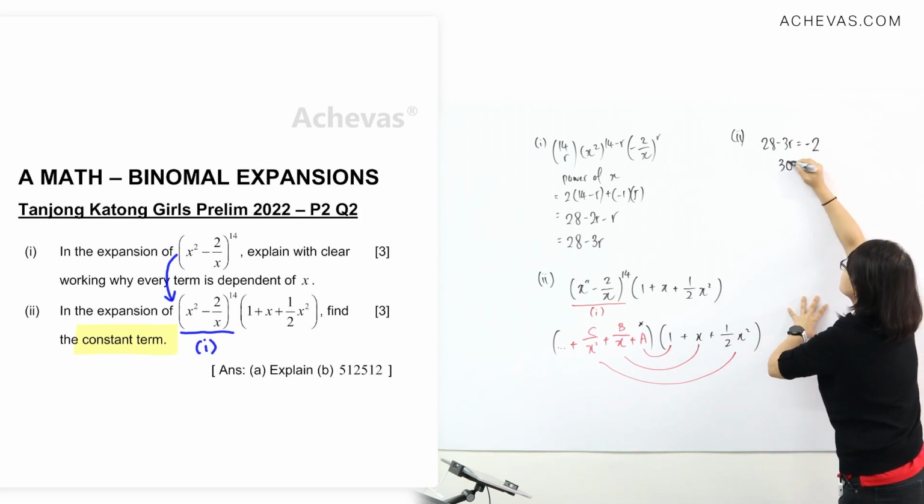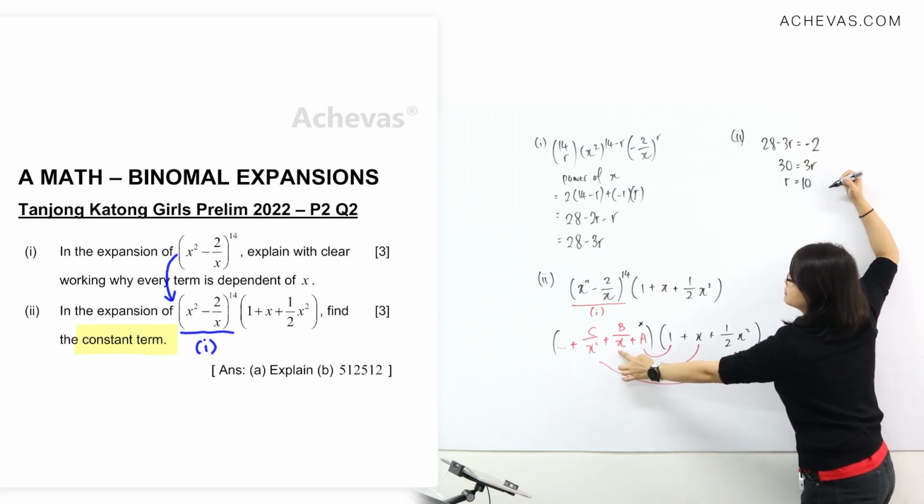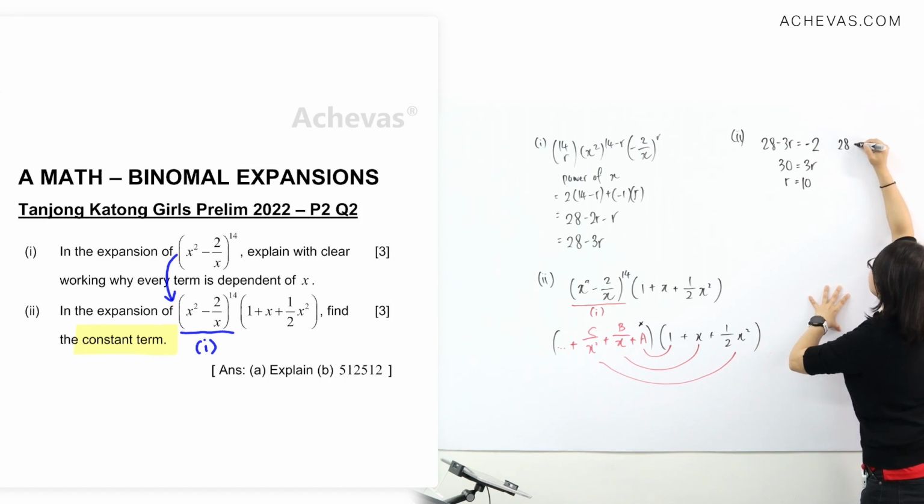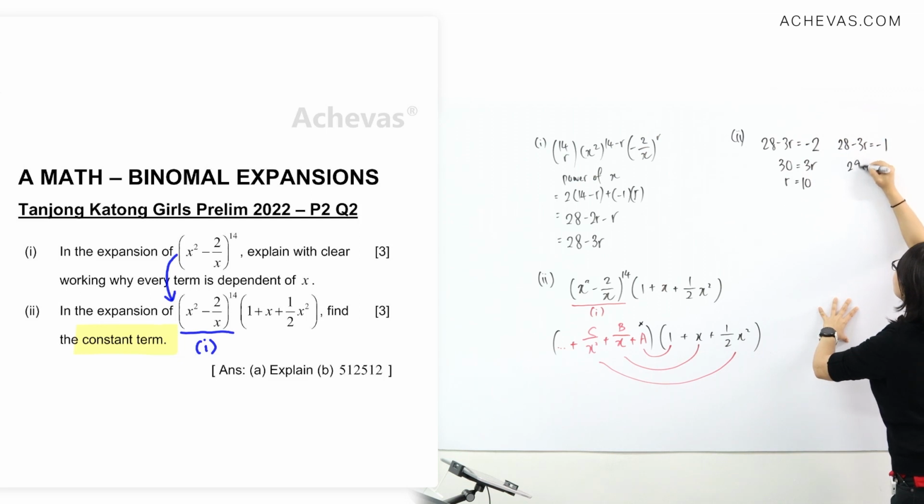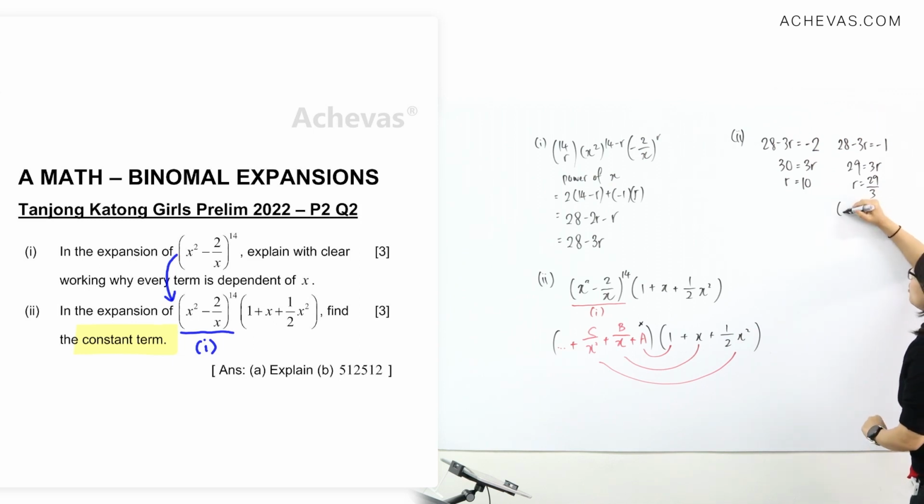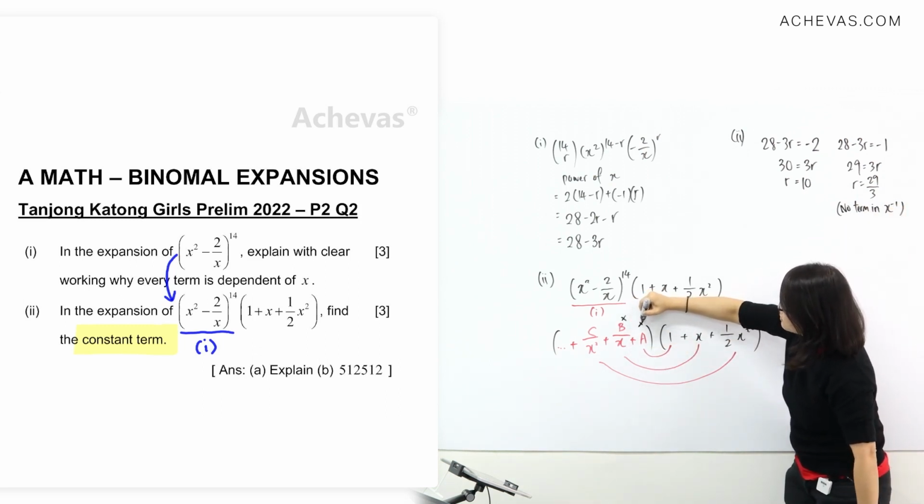Let's work it out. So I have 30 equals 3r, r equals 10. Let's check this term now. We need power -1, so I'm going to work it out again. 28 minus 3r equals -1. So then I have 29 equals 3r. So r now is 29 over 3, which is not an integer. Therefore, we have no term in x power -1, which is this one over here. So I do not have these 2 now.